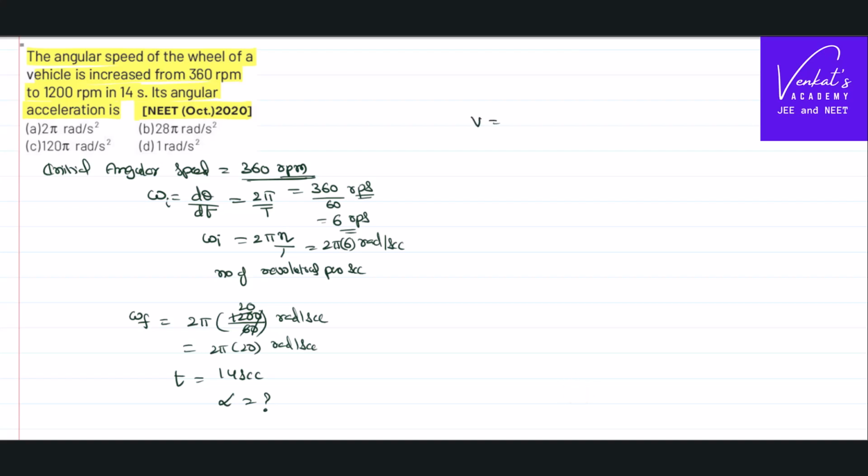Similar to translatory motion, v equals u plus at, in rotational motion we have a formula: final angular velocity equals initial angular velocity plus angular acceleration into time. Instead of initial velocity, initial angular velocity. Instead of final velocity, final angular velocity. Time is the same. Instead of linear acceleration, angular acceleration. So alpha can be written as omega f minus omega i by t.